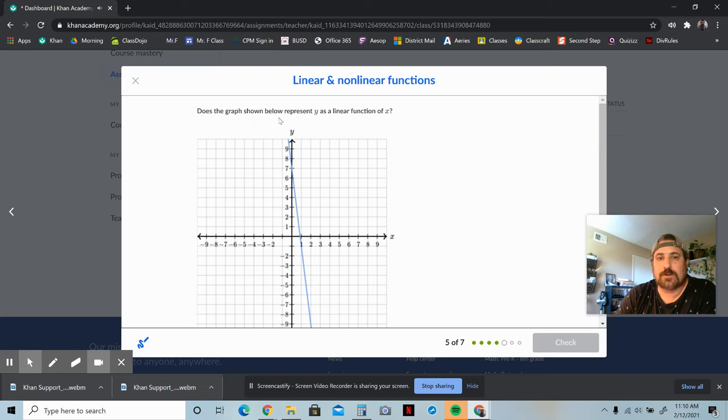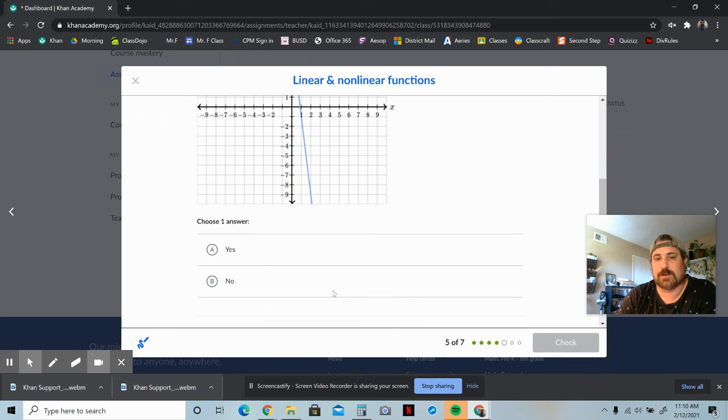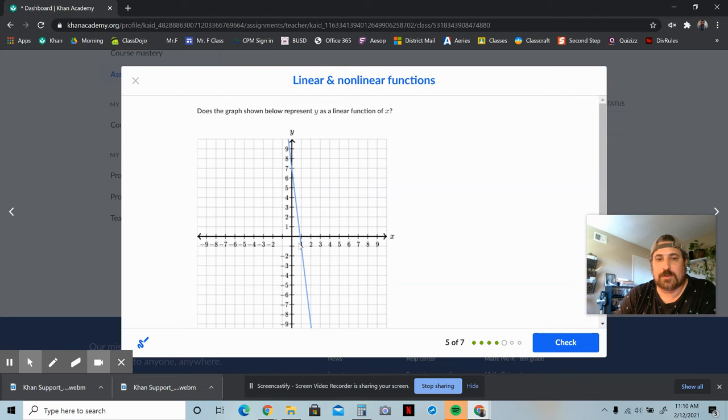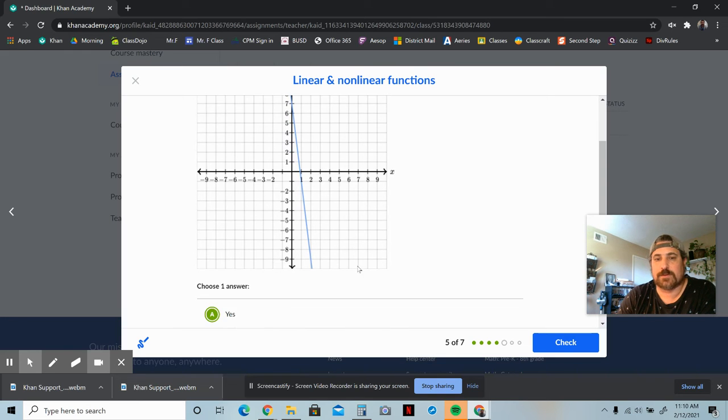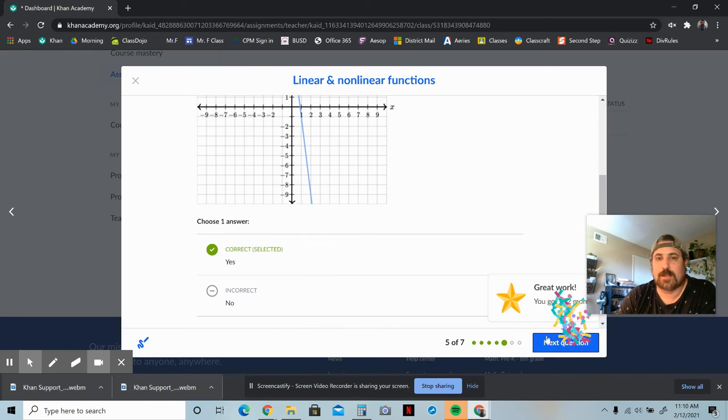Does the graph shown below represent y as a linear function of x? So does the rate stay constant throughout? Is it a straight line? Yeah, it's a straight line. And is there a duplicate situation where for x there's multiple y's? No. So this is a straight line with a constant rate of change. So this is definitely a yes.